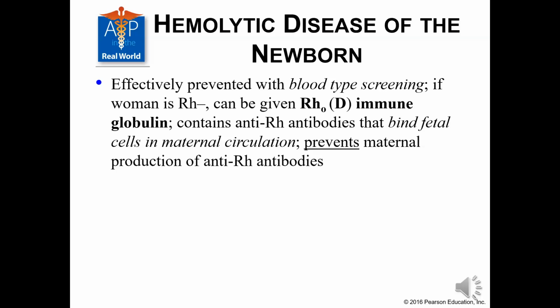We now can effectively prevent hemolytic disease of the newborn by blood type screening. And if the woman is Rh negative, she can also be given Rh immunoglobulin, also called RhoGAM, which does contain anti-Rh antibodies that bind the fetal red blood cells in the maternal circulation that might have entered. And that prevents any maternal production of anti-Rh antibodies.